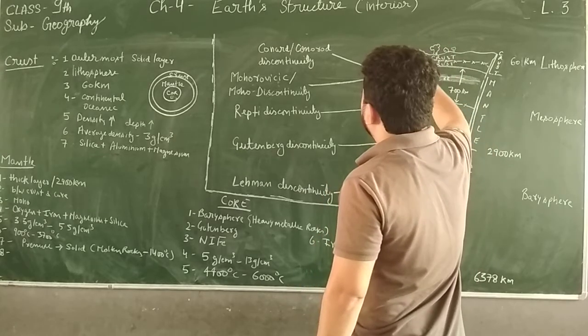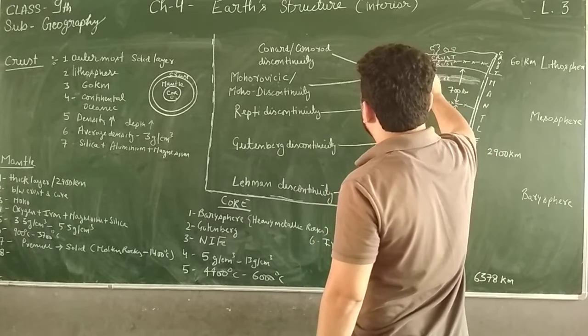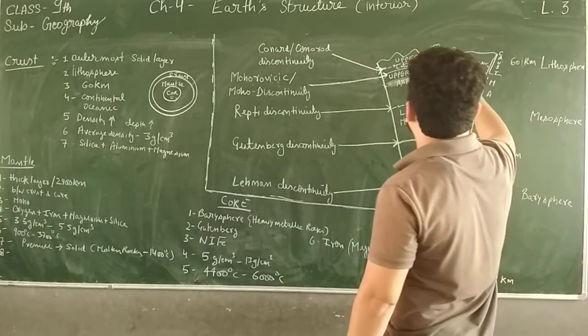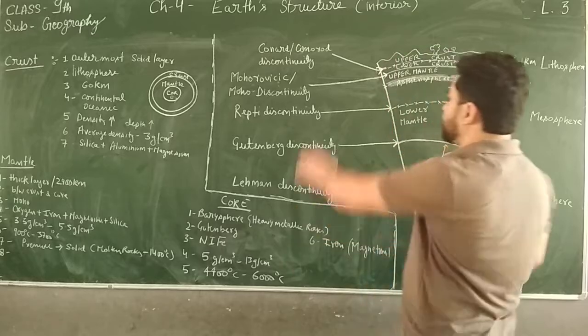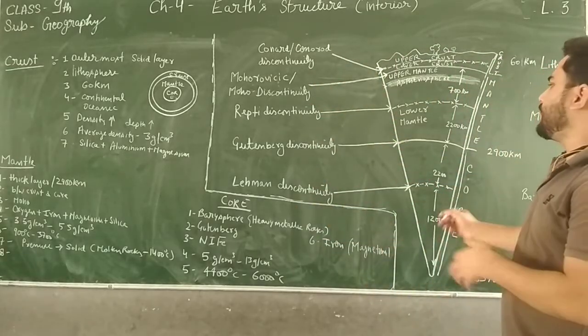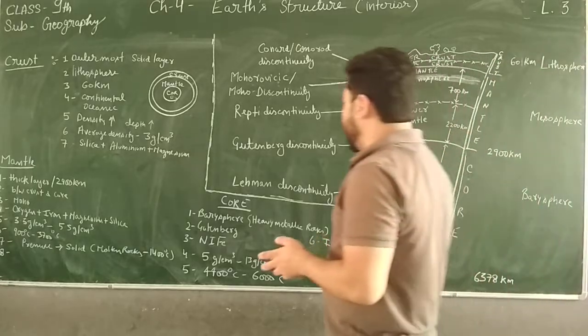And the Conrad discontinuity is between the lower crust and upper crust. You have to remember these discontinuity names. A question may be asked about which discontinuity lies between these two layers.